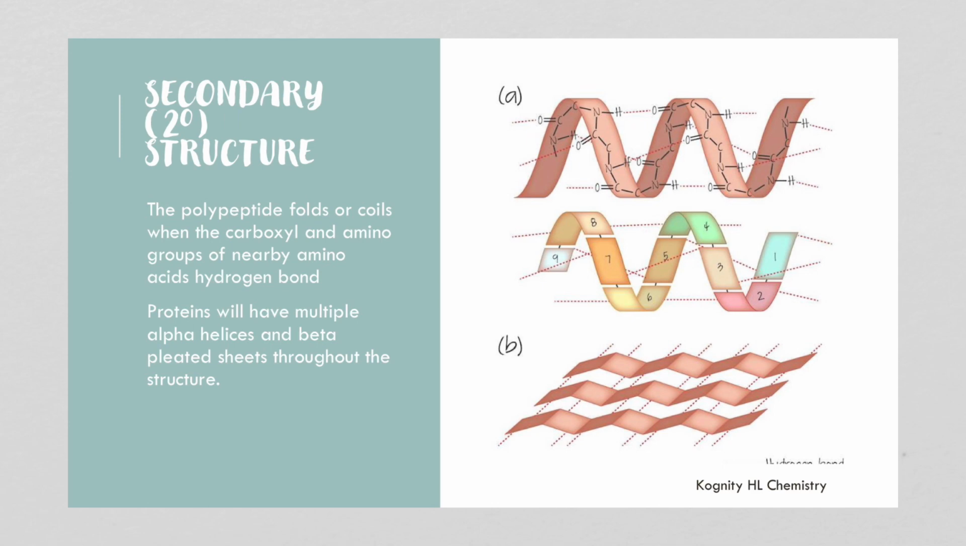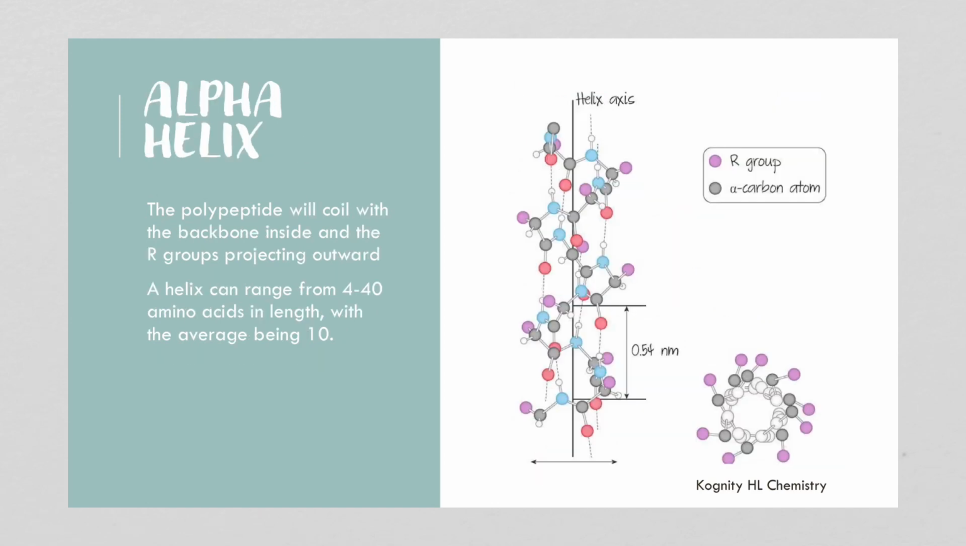Let me just draw an example. Sometimes you see beta sheets represented like so, and then maybe another one going this way. So that is another way of recognizing a beta sheet.